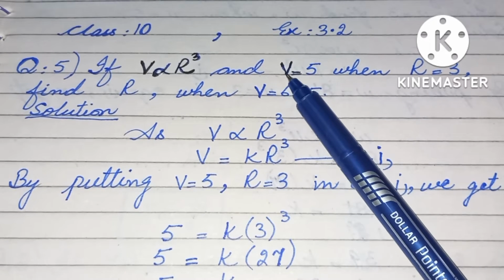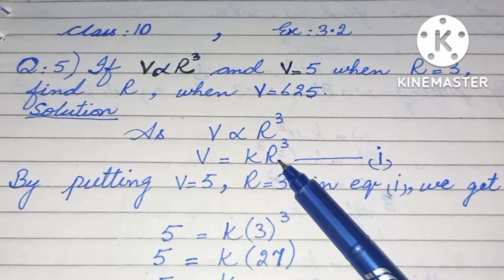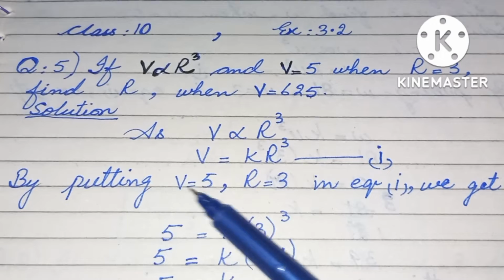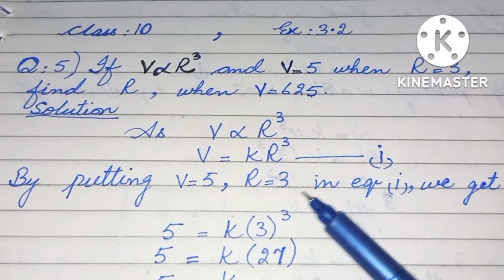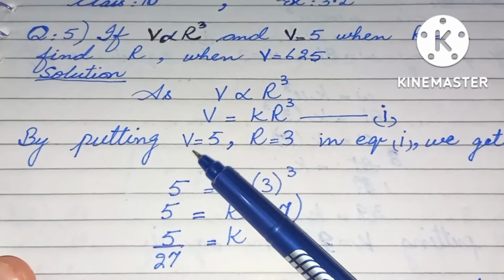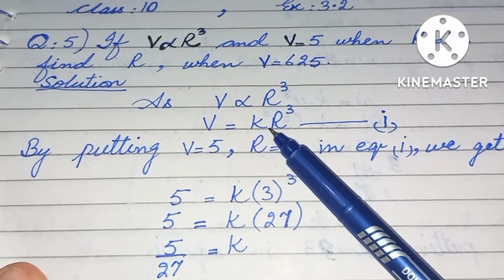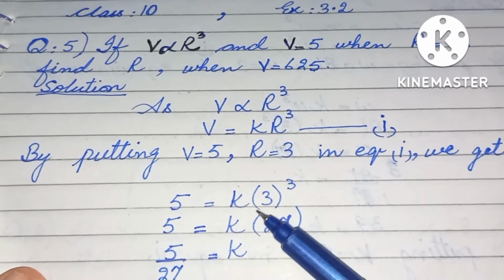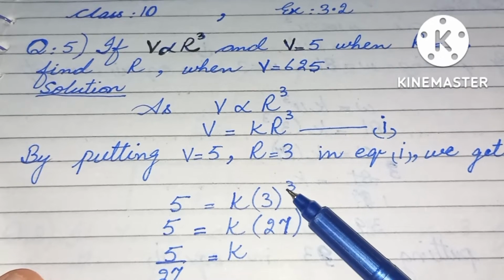Now we will put the values of V and R in this equation 1. V is equal to 5 and R is equal to 3. By putting V is equal to 5 and R is equal to 3 in equation 1, we get in place of V you have to put 5, K as it is. In place of R put R की value क्या है जी 3. ये जो cube है आपके पास as it is.